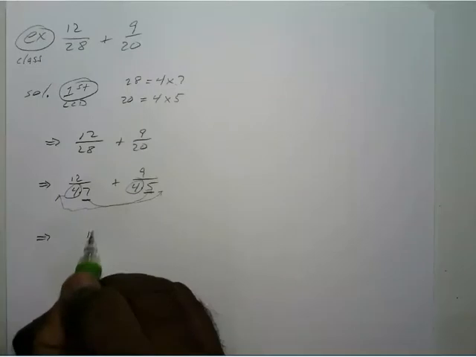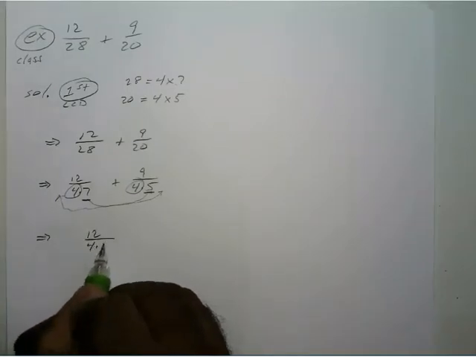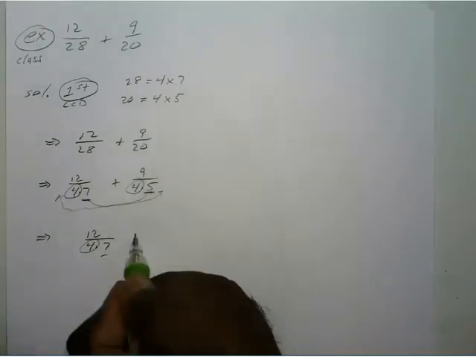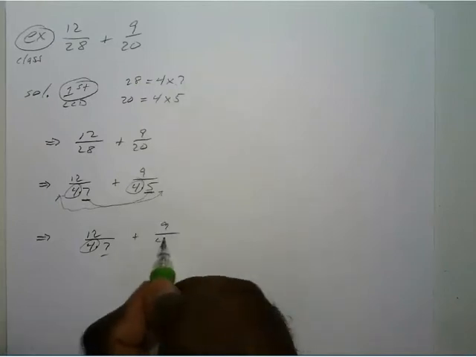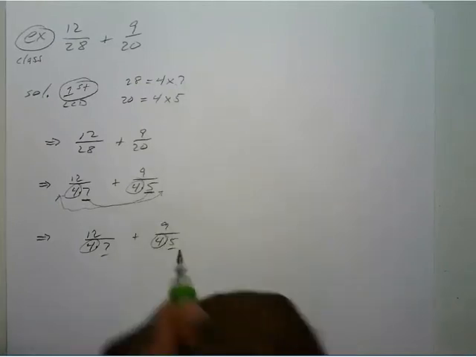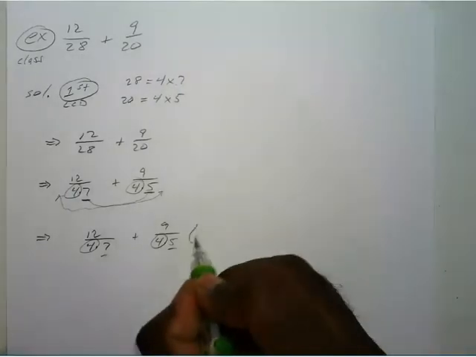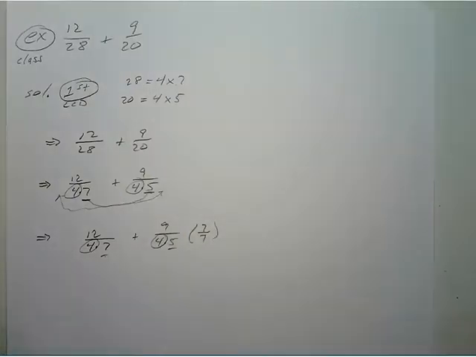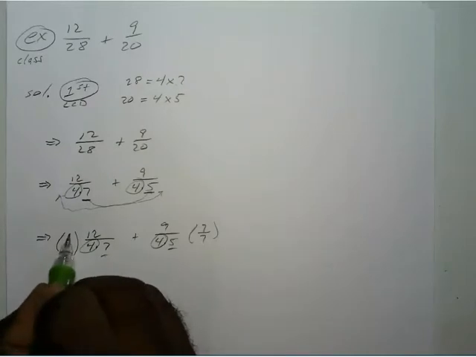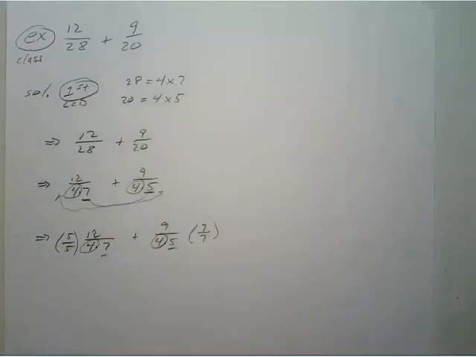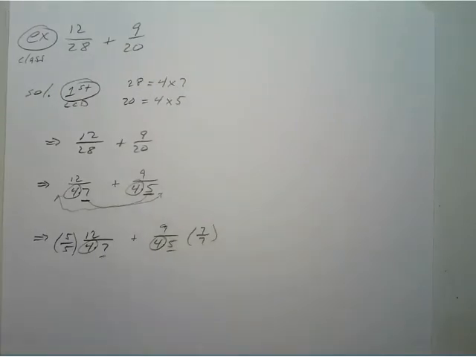Okay, so just rewriting it. 12 over 4 times 7 plus 9 over 4 times 5. Remember, this is underlined, so that means we're going to multiply this by 7 over 7. This one's underlined, so that means we're going to multiply this by 5 over 5. Okay, so now we have 5 times 4 times 7 in both denominators, so we're on the right track.